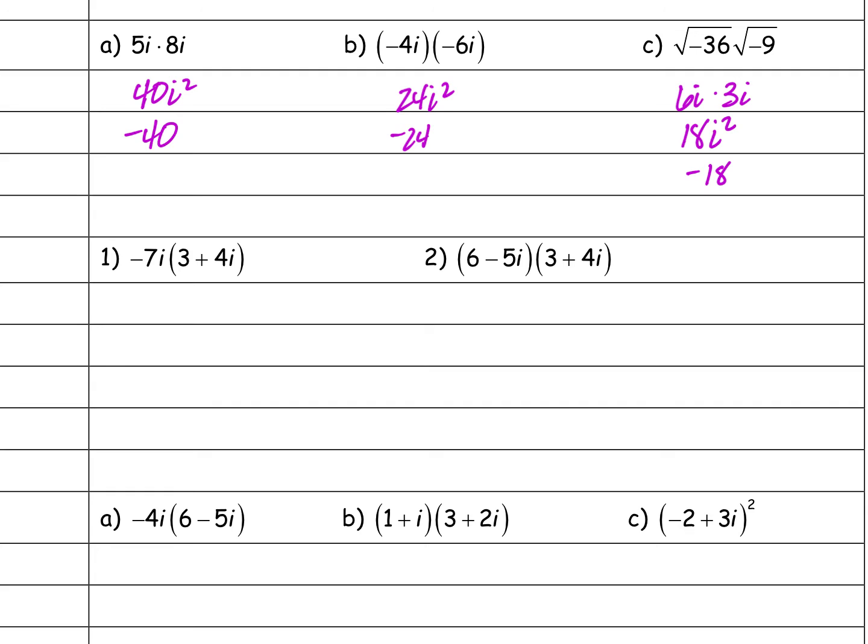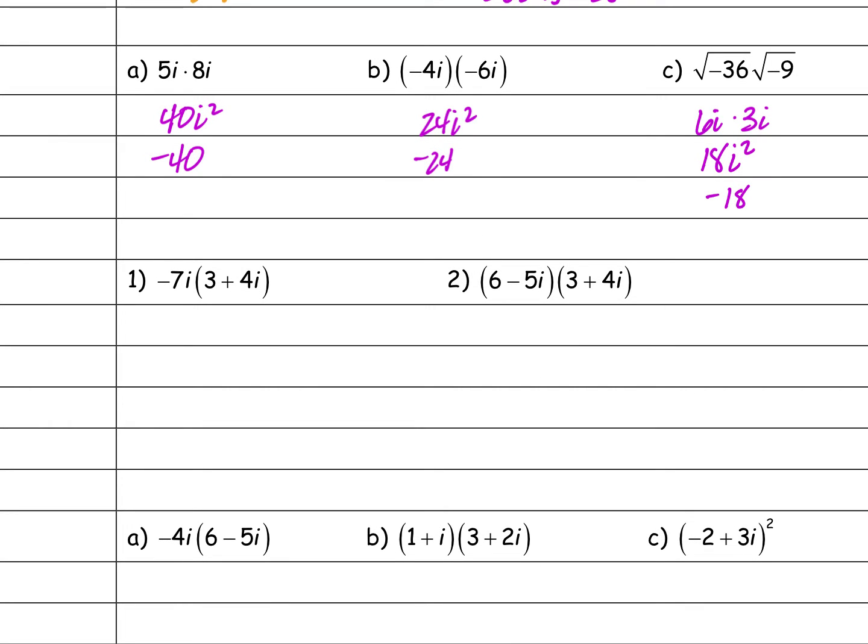So I'm doing the same thing. I'm either distributing once or double distributing. Okay, so I'm going to take 7i and multiply it through. 7i times 3 is 21i. Let me make it bigger.